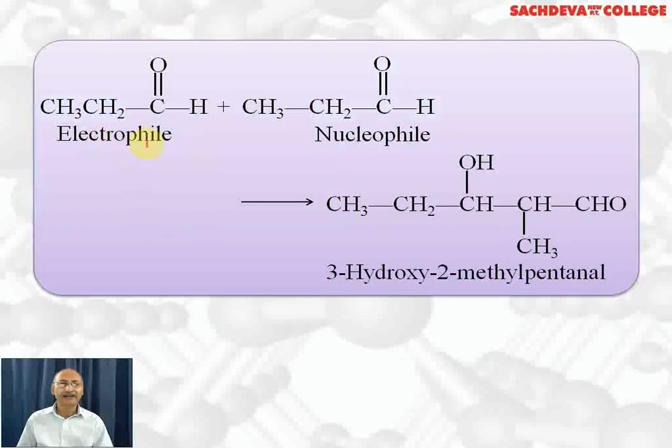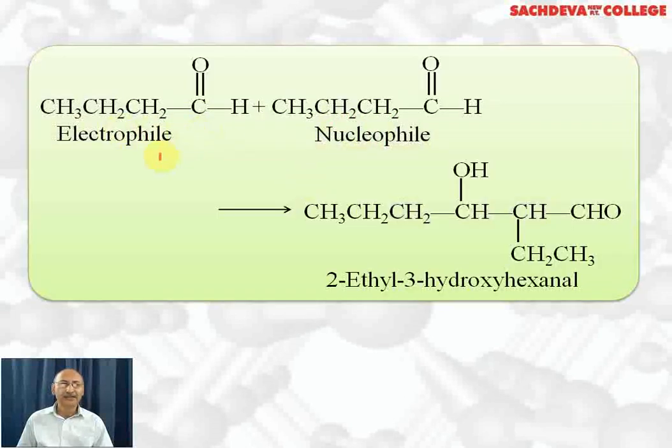Here propanal acts as electrophile whereas another propanal acts as nucleophile. So what will happen? A carbanion will be formed from this carbon, hydrogen will be removed and it will attack this carbonyl carbon. Product formed will be 3-hydroxy-2-methylpentanal. Here butanal acts as electrophile and another butanal acts as nucleophile. So here a carbanion will be formed which will attack this carbonyl carbon, resulting in the formation of 2-ethyl-3-hydroxyhexanal.